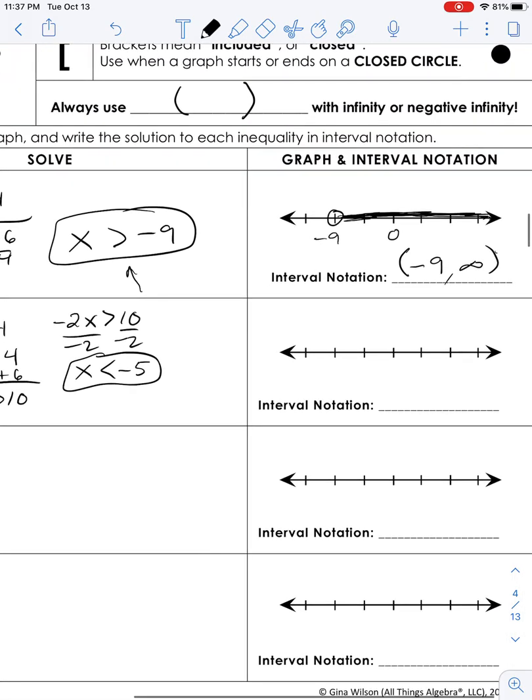So now we're going to graph it. All right, so 0 in the middle. We'll say negative 5's right here. And it's an open circle again. But this time, the pointy part is facing the X, so we're going to shade left. Interval notation. Where does my graph start on the far left? It starts at negative infinity, which is always a parenthesis. It goes to negative 5. It's an open circle. Open circle means parenthesis.